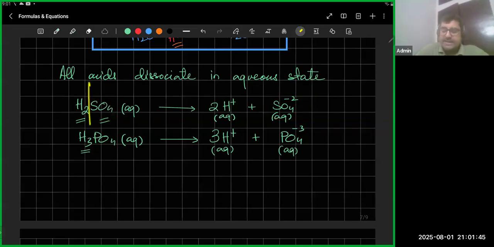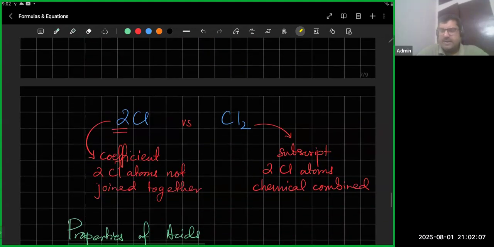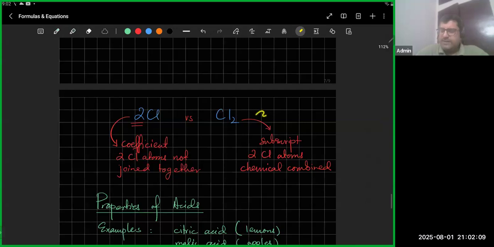ये अगर टूटेगा ना, ionize करेगा, it's going to break over here. It's going to produce H plus 1 and it's going to produce SO4 minus 2 ions, right? So these two ions will be produced. Phosphoric acid is going to break down. It's going to produce 3 H plus ions and it's going to produce 1 phosphate ion. When they are separate, you write the big 3. ठीक है? When they are joined together, तो मैंने ये difference बताया था. Both of these things mean two Cls. But when they're bonded together, you write the small two. When they are not bonded together, but separate, you write the big two.